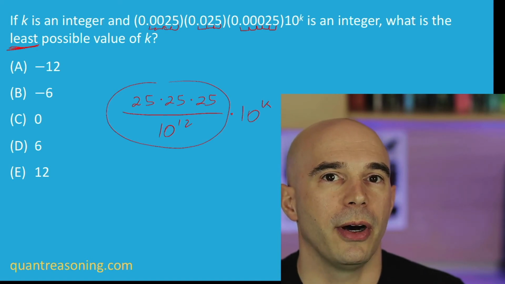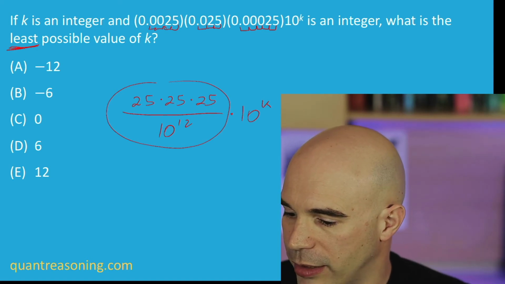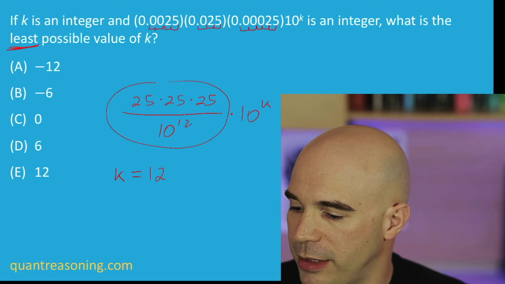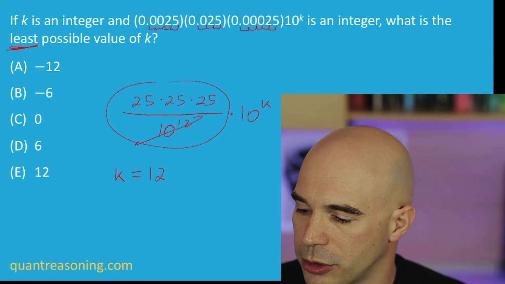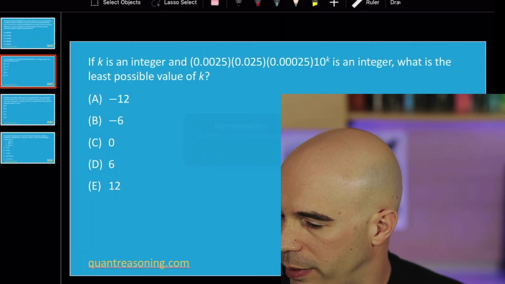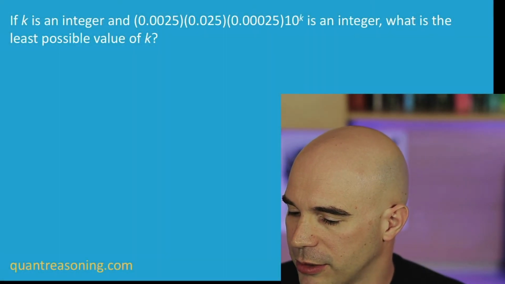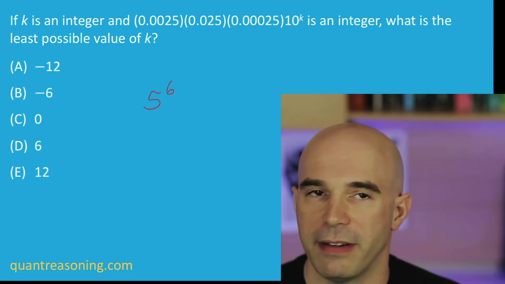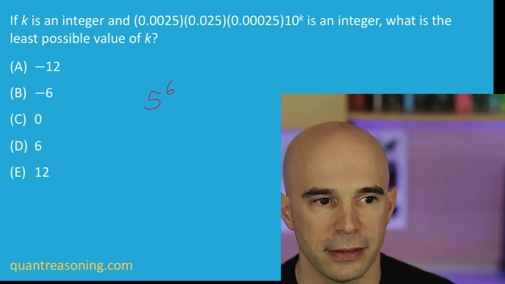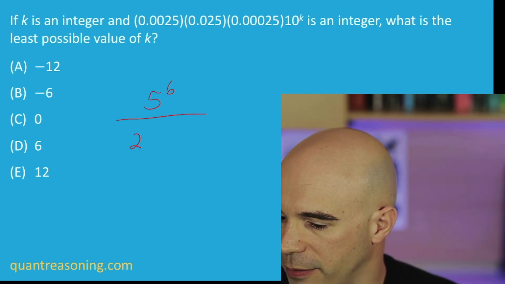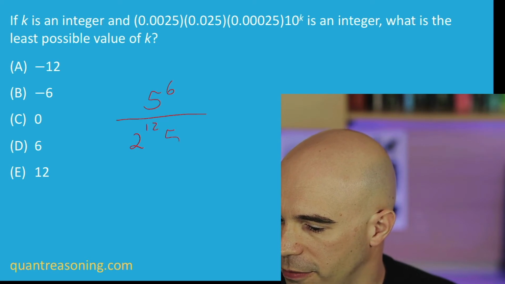I don't need to worry about reducing any 10s, and I can go ahead and say that the smallest possible value of k is 12. I need k to be at least 12 in order to reduce all of the factors that we have here in the bottom. And maybe it would be better if I wrote it as a prime box. So we have 25 times 25 times 25, also known as 5 times 5 times 5 times 5 times 5 times 5, so 5 to the power of 6.